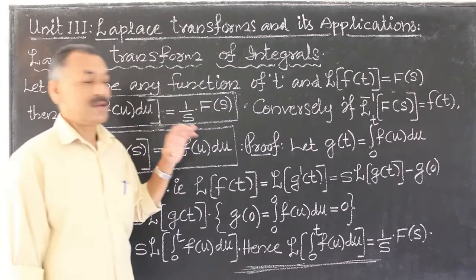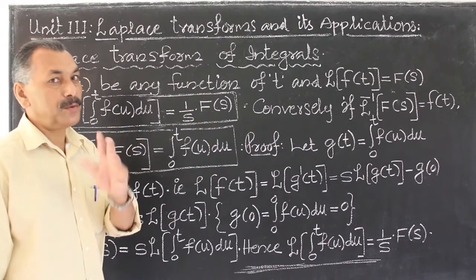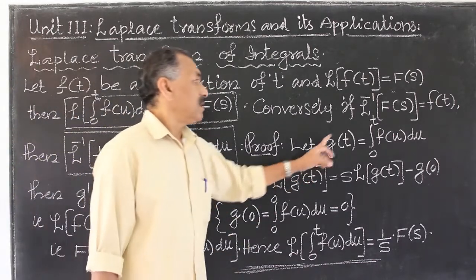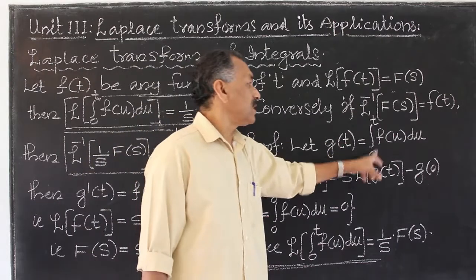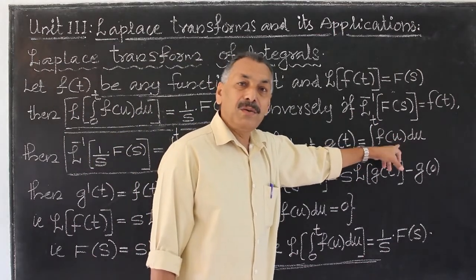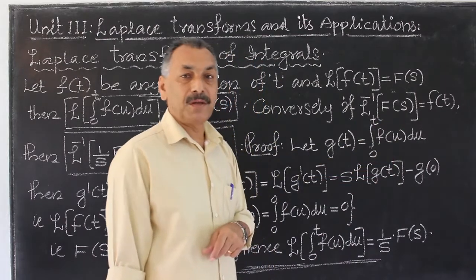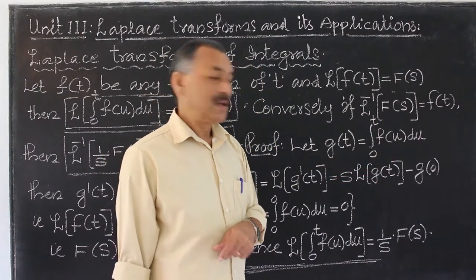That is the result. Now the proof. Let g of t be the integral from 0 to t of f of u du. Integrate in u, apply the upper limit t and lower limit 0, and this is a function of t.